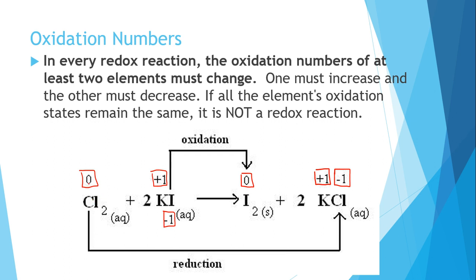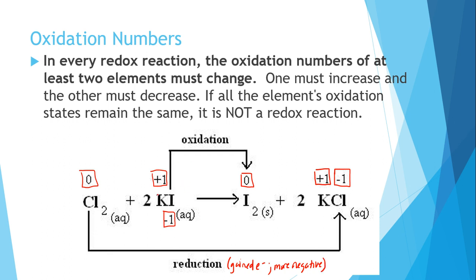Note that chlorine went from an oxidation number of 0 to an oxidation number of -1. So it became more negative. That means it has gained a negative charge, or gained electrons. Remember, gaining electrons is reduced. So again, reduction: gained electrons, so more negative.